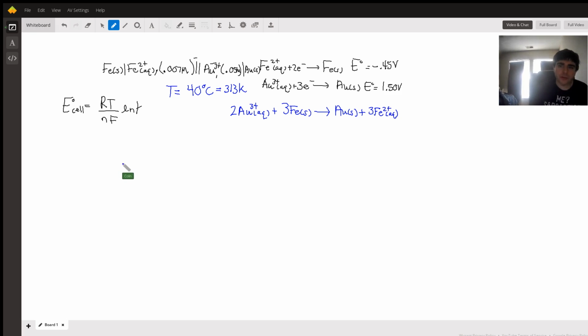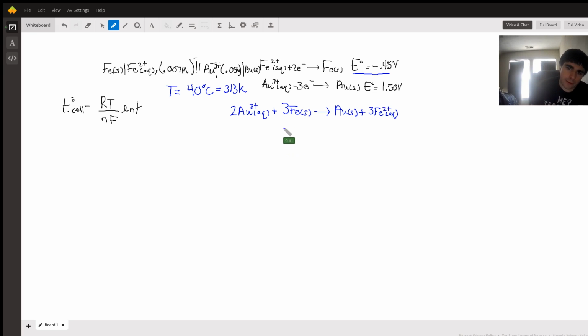The second thing we need to do is we need to know what we're given. So we're given these E cell values. The reduction of iron 2+ to iron metal is negative 0.45 volts, as opposed to the reduction of gold 3+ to gold, which is 1.5 volts.